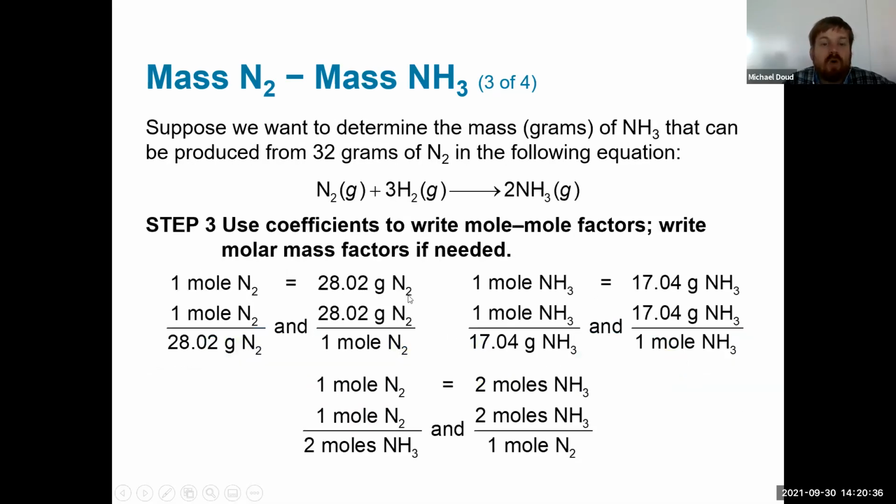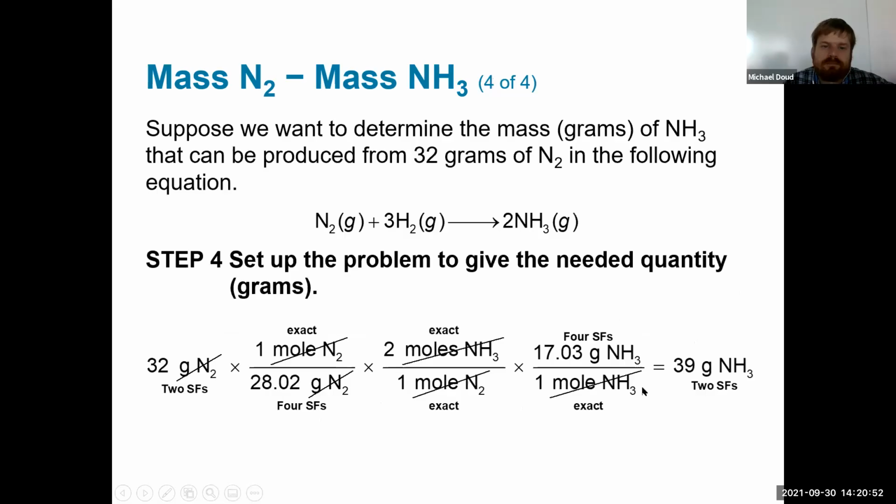Okay, so let's go ahead and find those out. For nitrogen, the molar mass is 28.02 grams per mole. For ammonia, it's 17.04 grams per mole. And then finally, we already said this here, but our mole conversion is going to be 2 moles of ammonia for every 1 mole of nitrogen.